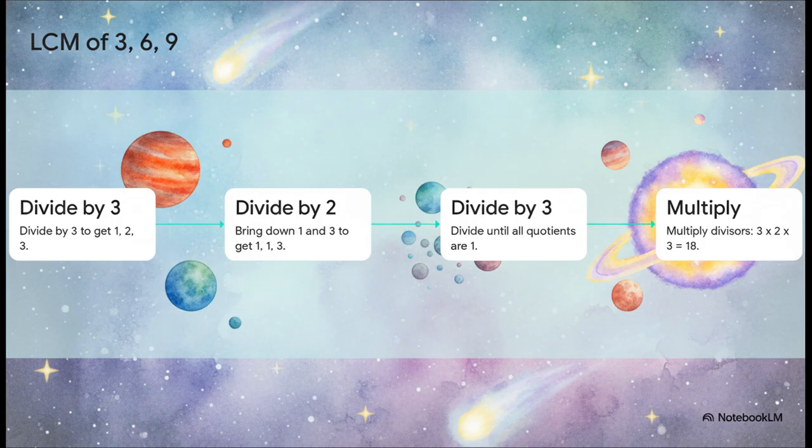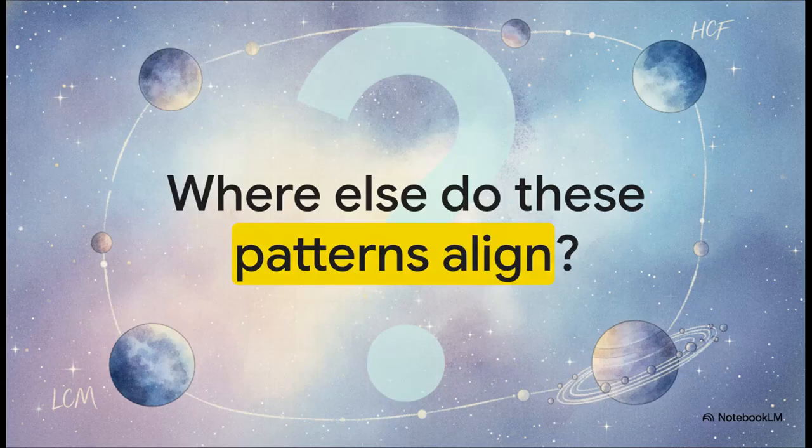So we literally just bring down the 1 and the 3. Step 3, we divide by 3, bringing our last number down to a 1. The division continues until all quotients become 1. Finally, step 4, we multiply our divisors on the outside. 3 times 2 times 3. Our LCM is 18.